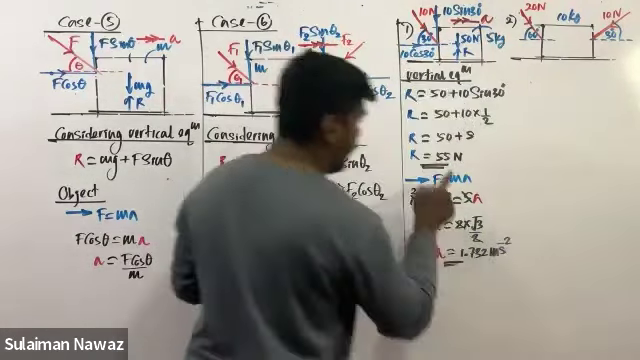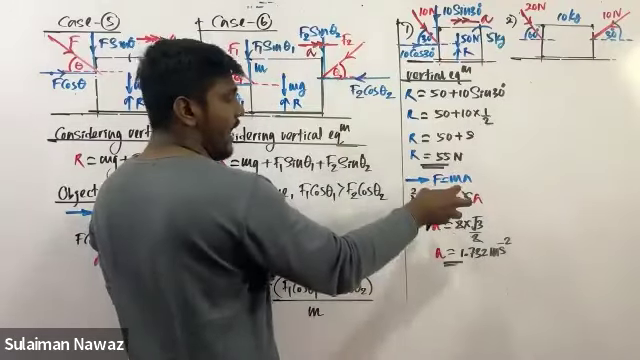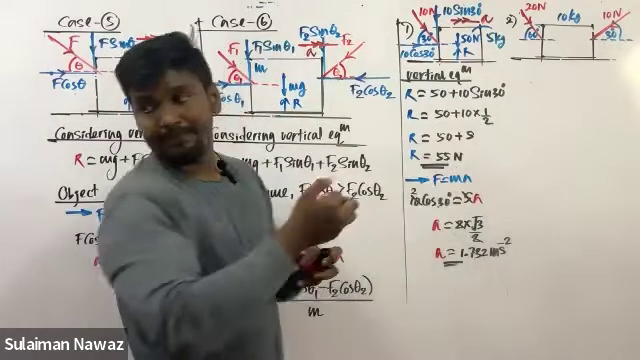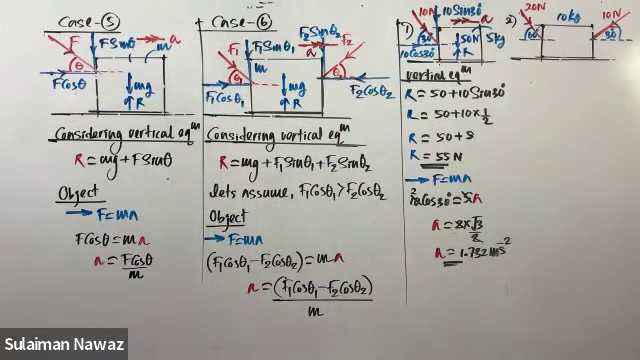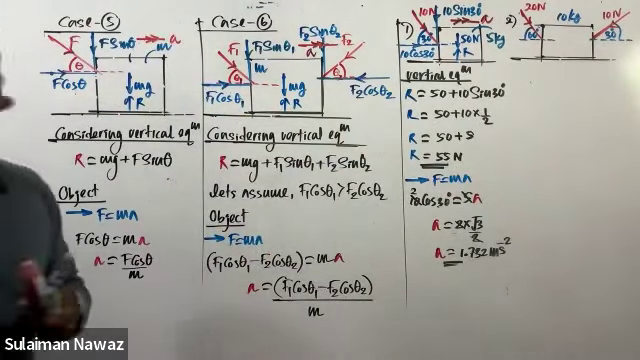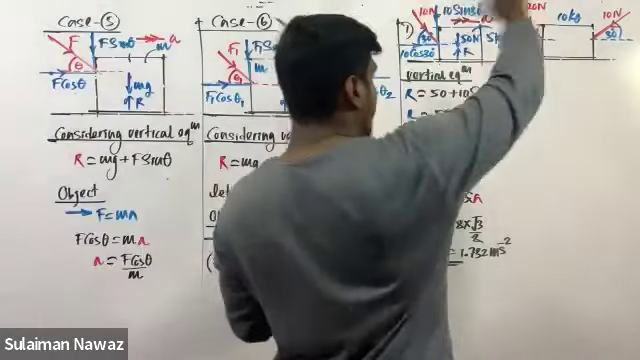Hands up, how many of you got these two answers? R is 55, acceleration 1.73. It's not difficult, right? You got the answers. Then I will do this question also.